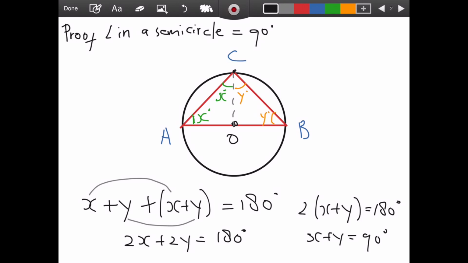So no matter what the angles X and Y are, right? X plus Y will be 90 degrees. Therefore, over here, this angle is 90 degrees, right? Okay, so that's a proof that the angle in a semicircle is 90 degrees.